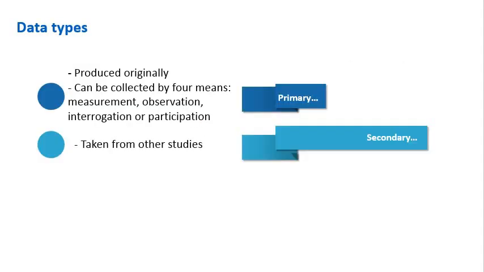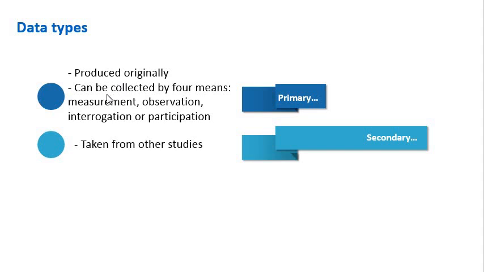Let's talk now about data types. The first categorization that we can have is to talk about primary and secondary data. This categorization is related to the source of data. We categorize data according to their sources. Primary data are produced originally. They are produced by the researcher himself.